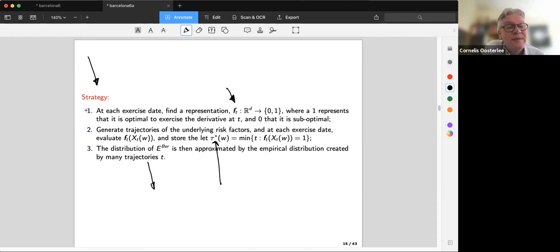So we split it in two pieces. If you think of my first lecture on Tuesday, we had the early exercise payoff, and we had the continuation, and we combined them somehow. And here we really separate two stages. We first look at where it is optimal to exercise. We flag the regions where it's optimal to exercise. And then in the second stage, we will look for the continuation values.